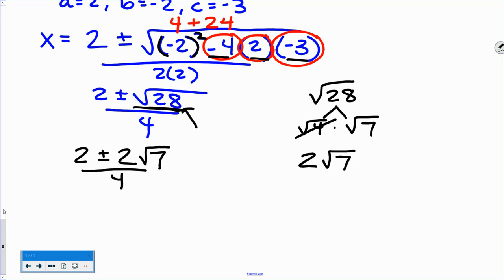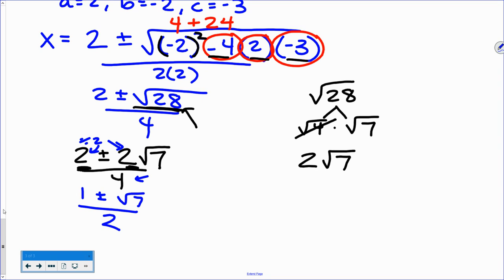Now, this 4 is dividing both this 2 and this 2. So technically, I can simplify those to 1 over 2. Right, if I divide everything by 2 on top and everything by 2 on the bottom. So this would be 1 plus or minus 1 square root of 7 over 2. I divided the whole thing by 2 on top, both of those, and this by 2.